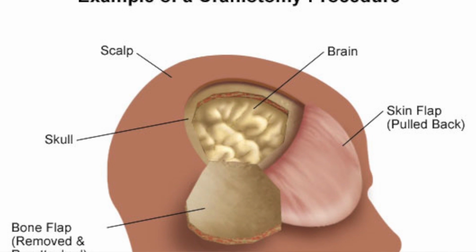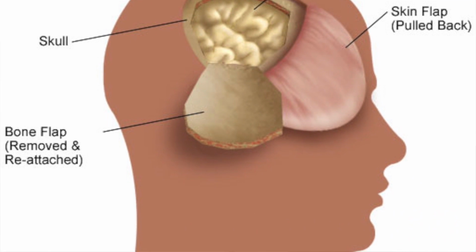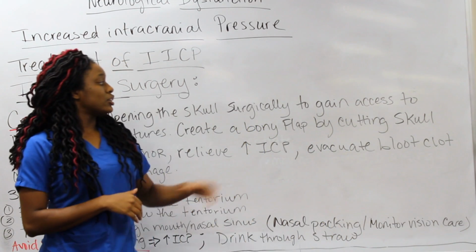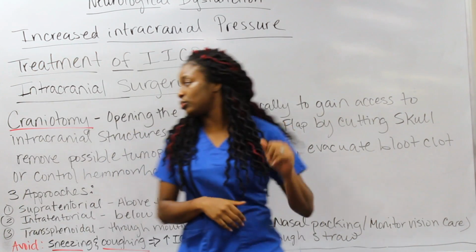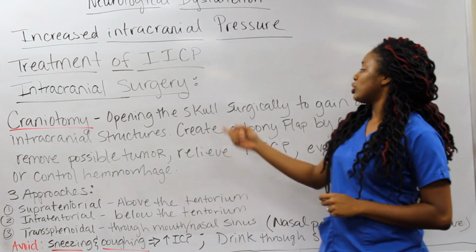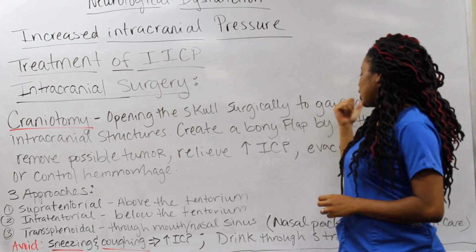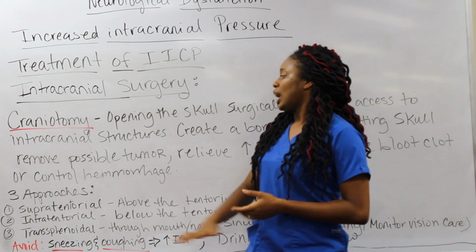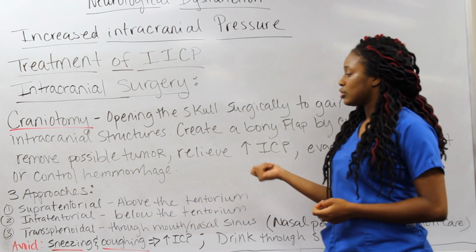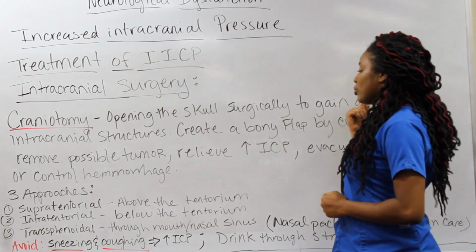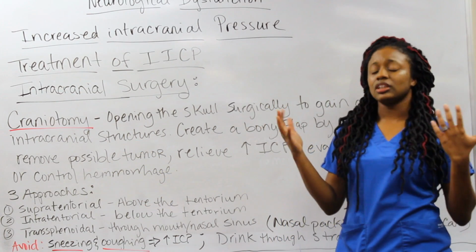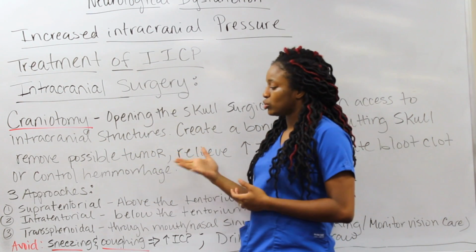The next approach is a craniotomy. A craniotomy is the surgical opening of the skull, done to gain access to the intracranial structures. What you're doing is creating a bony flap by cutting at the skull. It is used to remove possible tumors, to relieve increased intracranial pressure, to evacuate blood clots, and to control a hemorrhage. If you are bleeding, it's used to help control a hemorrhage.